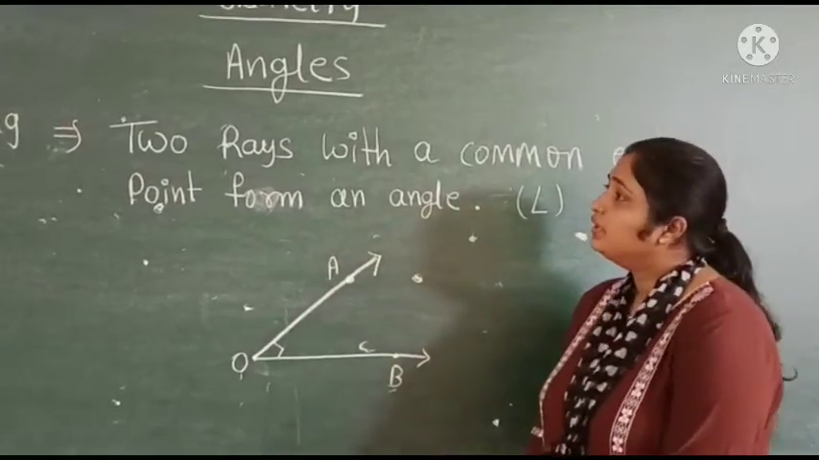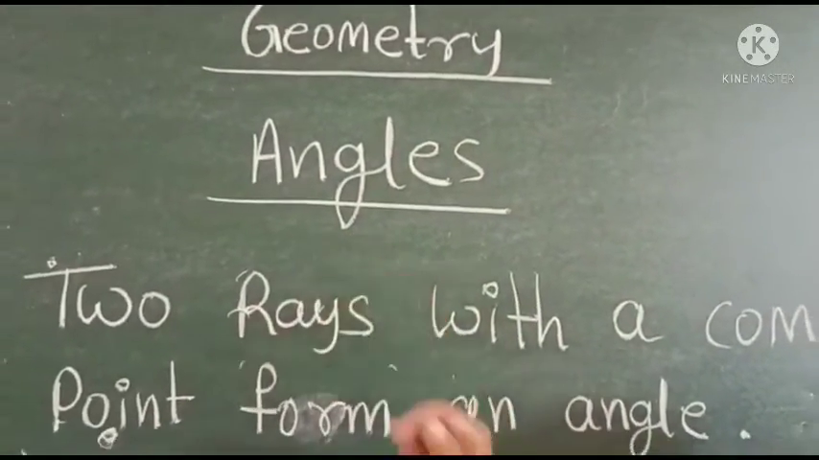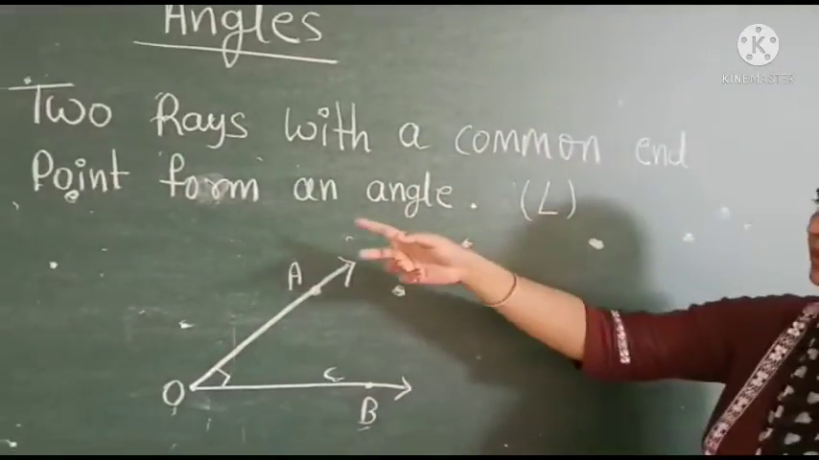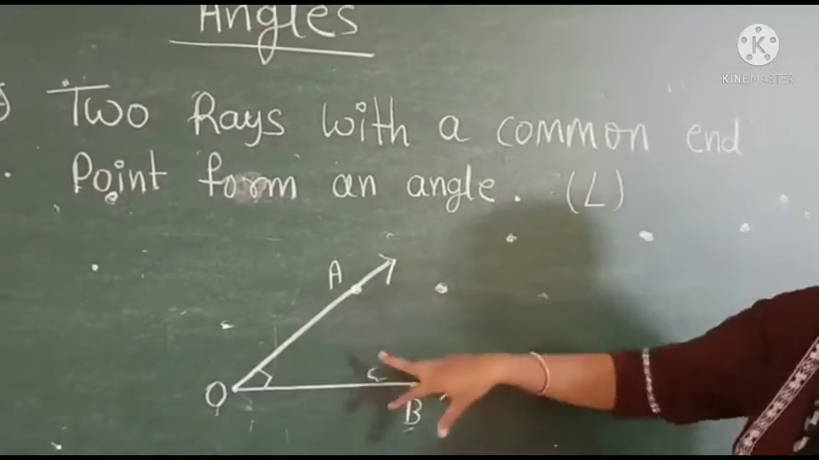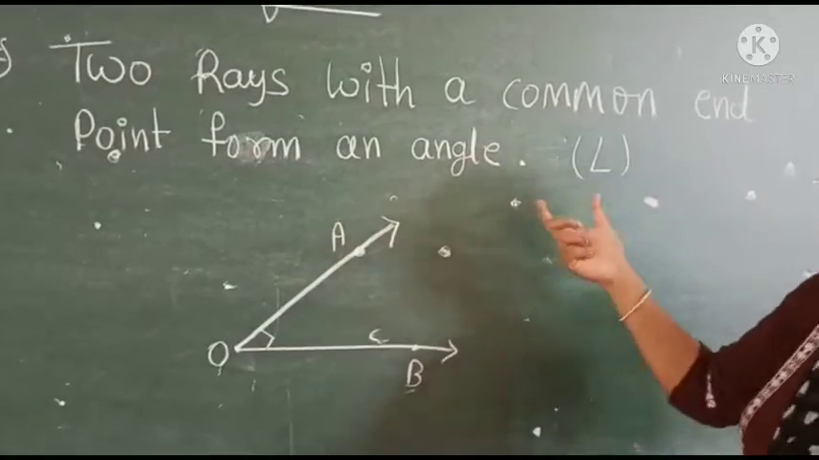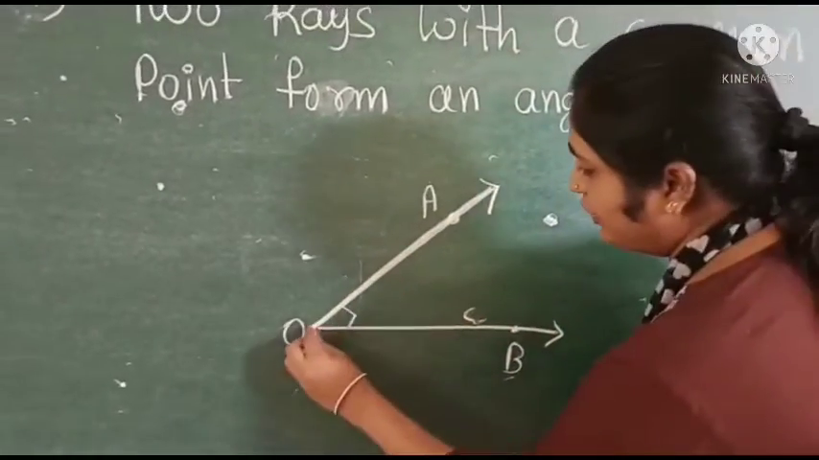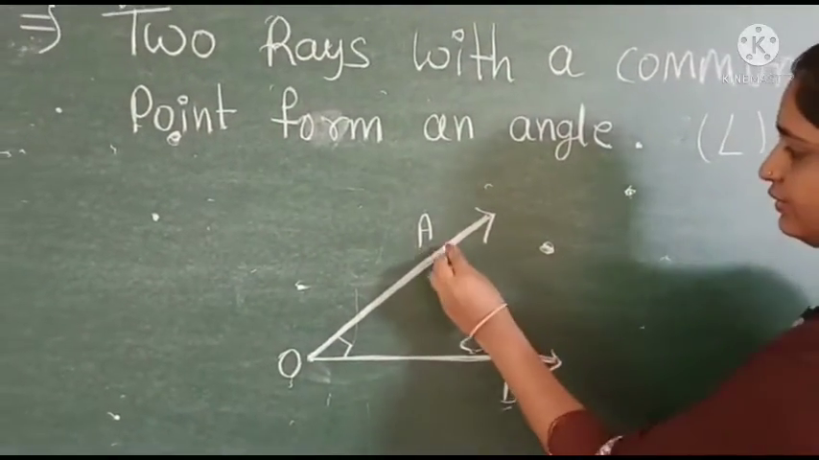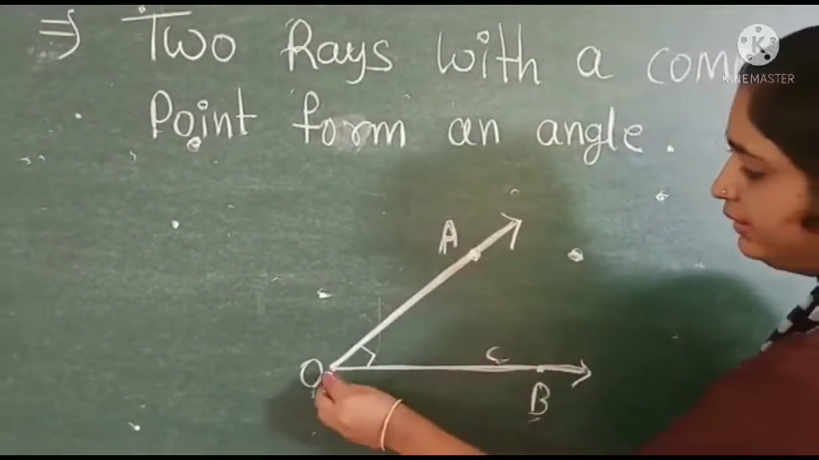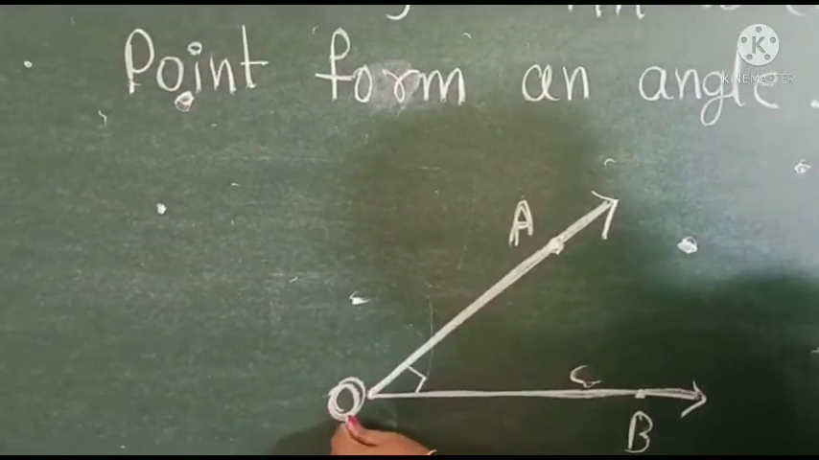Today we are going to do a new topic in geometry, which is angles. What is an angle? See, two rays with a common end point form an angle. Two rays meeting at a common end point form an angle. Symbol of angle is this. See here, we have two rays like this. This point is known as A and this point is known as B. They make one angle with a common end point, which is O.